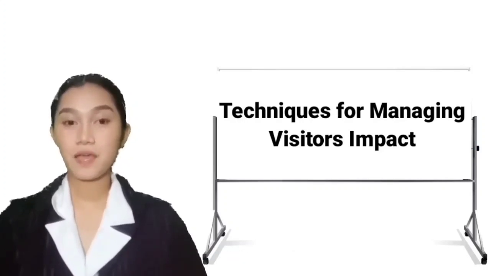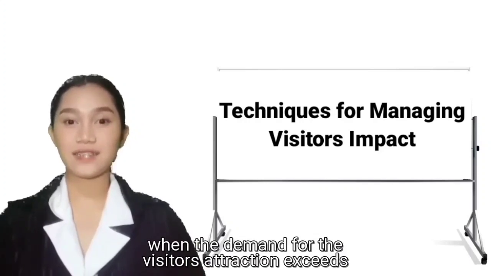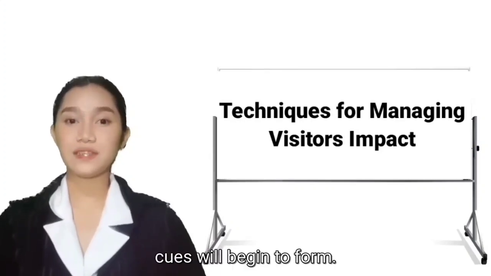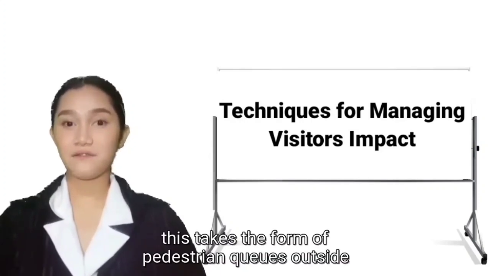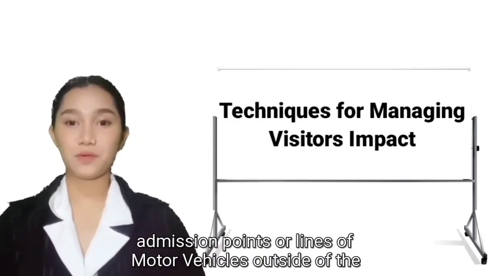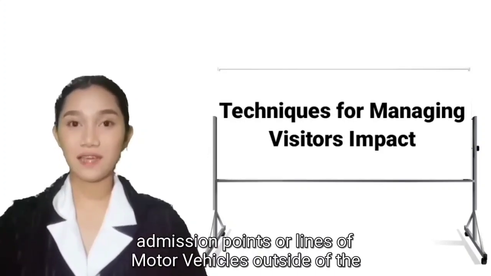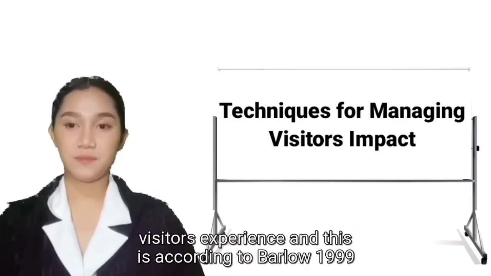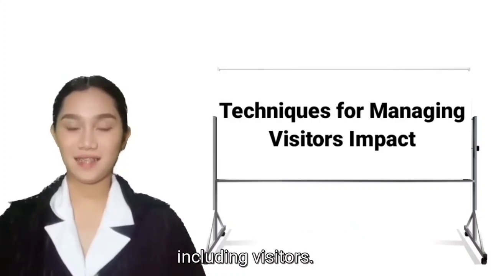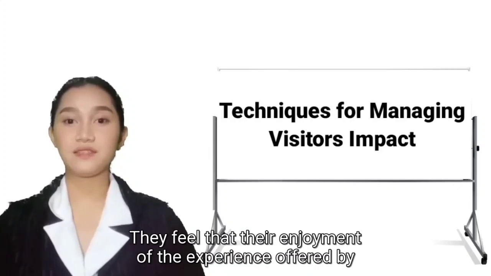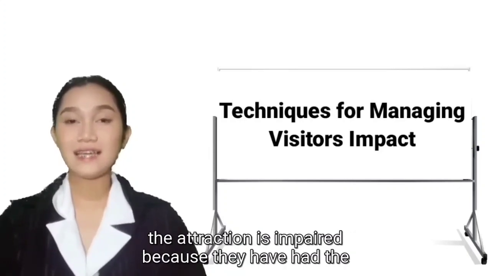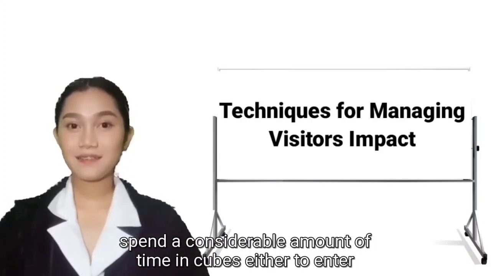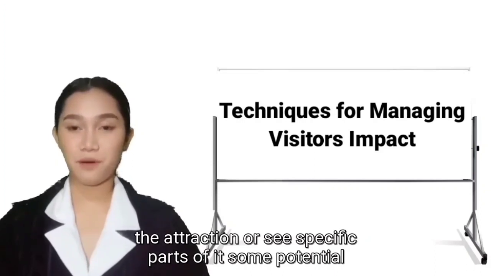Queue management. When the demand for the visitor attraction exceeds the capacity of the site to receive visitors, queues will begin to form. Typically, this takes the form of pedestrian queues outside admission points or lines of motor vehicles outside of the main gate. Queues can have a number of adverse impacts on the visitor's experience, according to Barlow 1999, including visitors may feel that their enjoyment of the experience offered by the attraction is impaired because they have had to spend a considerable amount of time in queues, either to enter the attraction or see specific parts of it.